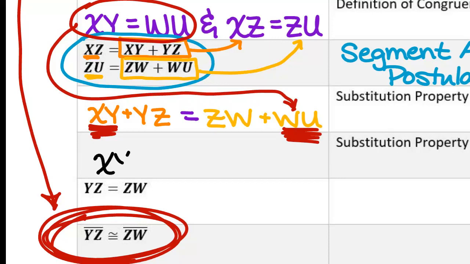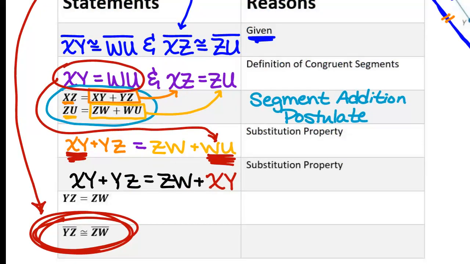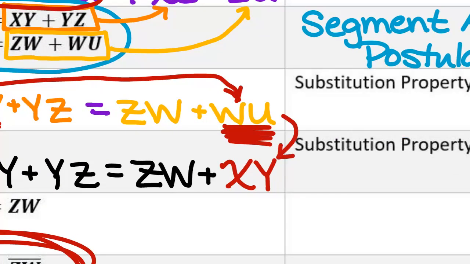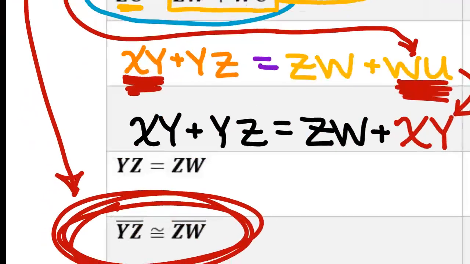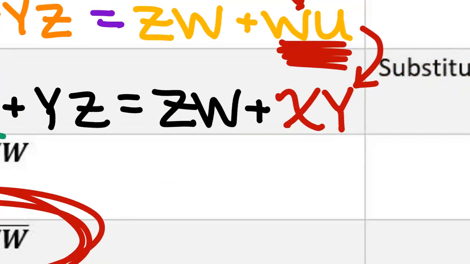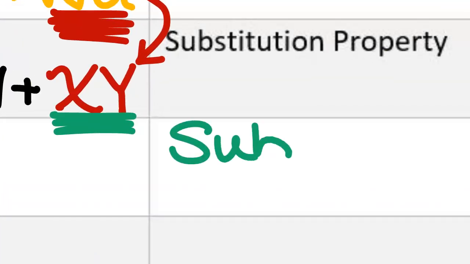So I would have XY plus YZ equals ZW plus XY. So that's my other substitution that I'm making here. And then I already mentioned what we want to do next. I want to get rid of the XY on both sides, and you guys already told me that what will allow me to do that? Subtraction property of equality.